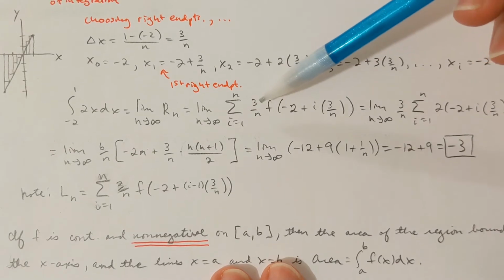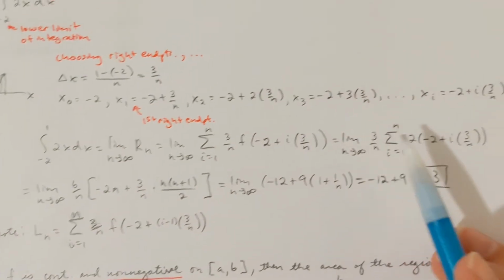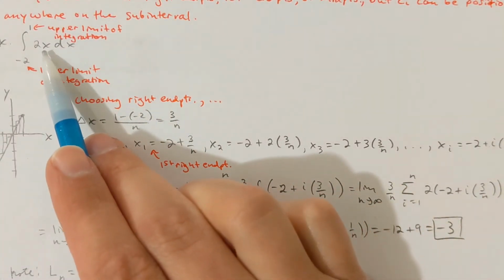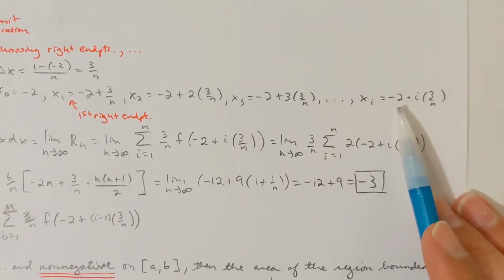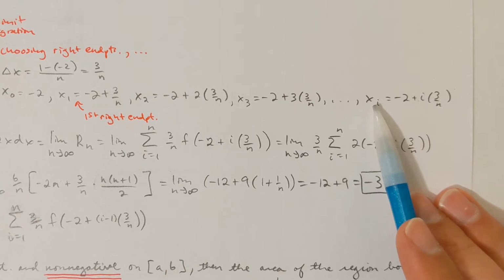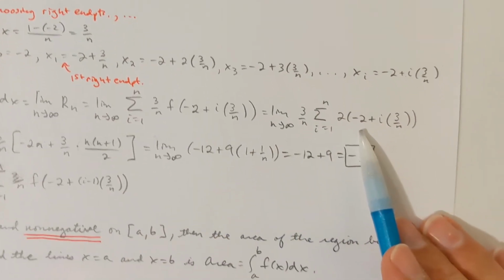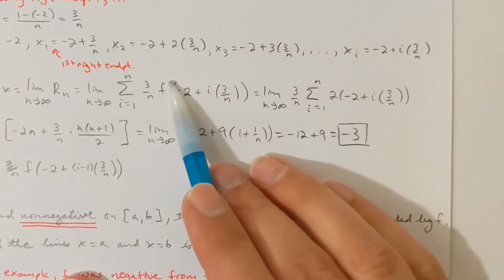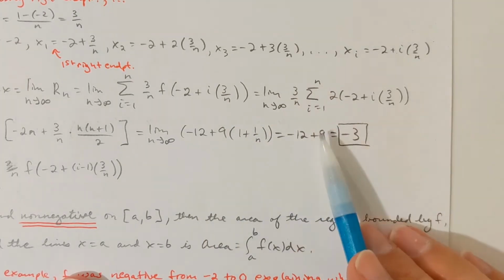Now the area of a rectangle is length times width. The width is 3 over n, and the height of the rectangle would be where I plug the ith right endpoint into the function. The function f of x equals 2x is inside my integral, so f of x sub i would be 2 times -2 plus i times 3 over n. You're plugging that into the function. Okay, and now we want to find this limit.